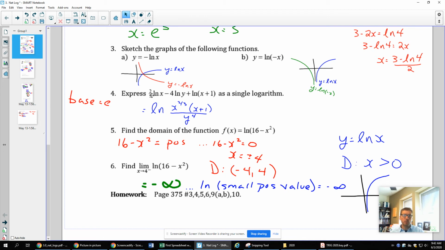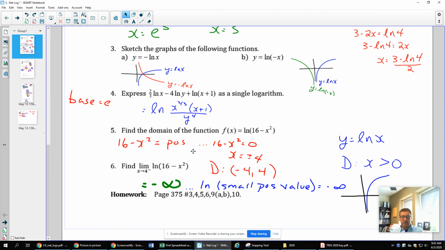And when you have the power rule, so the 2/3 natural log of x, this 2/3 is the exponent for the x. The 4 is the exponent for the y. All right, so that's what we did here. X to the 2/3 divided by y to the 4th multiplied by x plus 1.